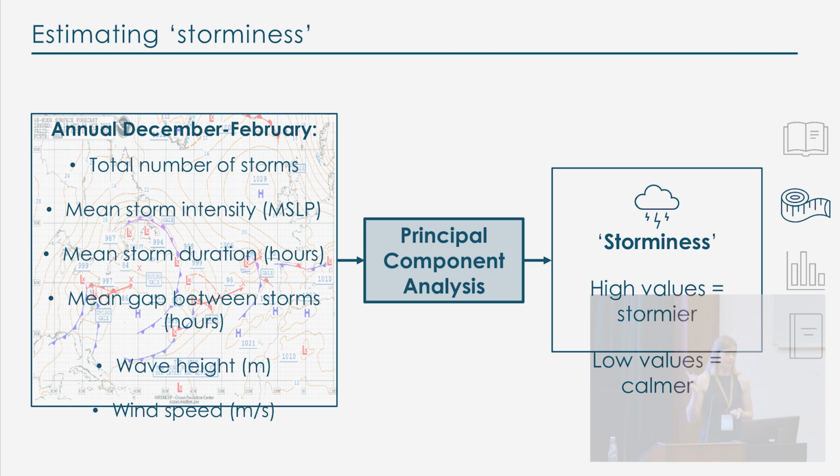So for those wintering areas I've just shown you, we extracted the total number of storms per winter, the mean storm intensity and minimum sea level pressure, the mean storm duration and the gap between storms in hours, and the number of days that exceeded different wave height and wind speed thresholds. Now these were all correlated, so I couldn't combine them together in models. What I did instead was a principal component analysis, and I extracted the first principal component as my main storminess covariate. So high values of principal component 1 represent stormy winters, and low values represent calmer winters. From now on, I'll just be calling principal component 1 storminess.